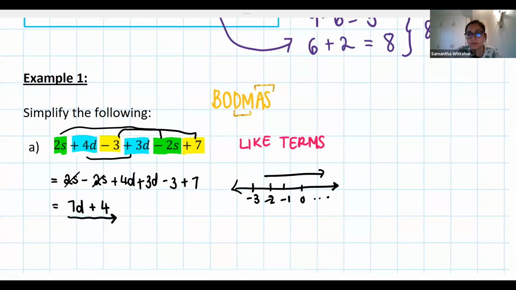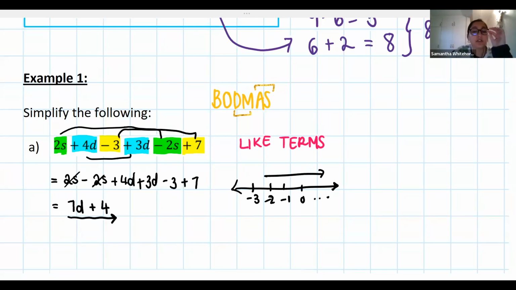Ma'am, I want to ask, why don't we write the 2 s's? Is it because they were cancelled out because they are like terms?